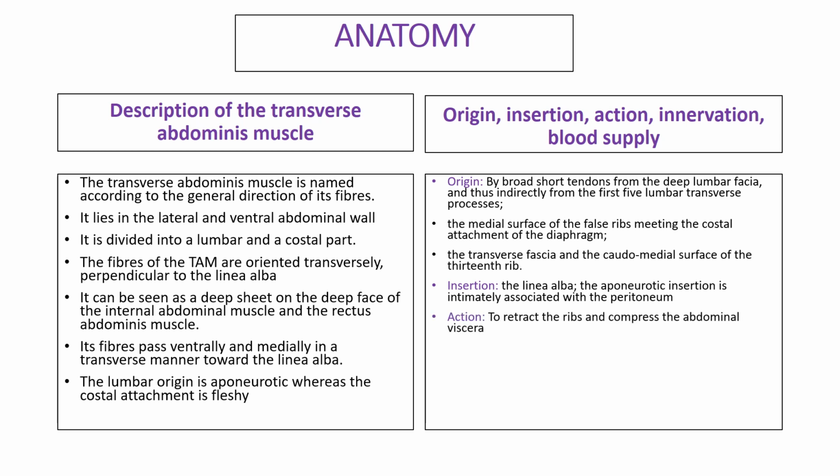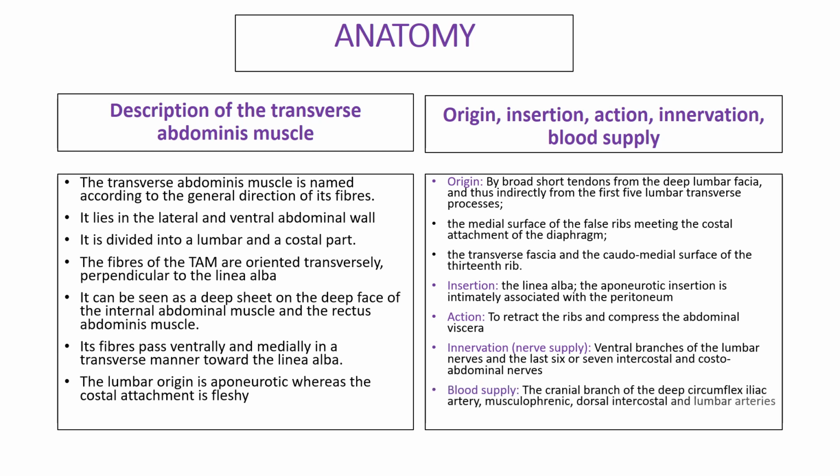The muscle acts to retract the ribs, and also it plays a part in abdominal compression. The nerve supply is from the ventral branches of the lumbar nerves and also the last 6 or 7 intercostal and costal abdominal nerves. The blood supply is from the cranial branch of the deep iliac or deep circumflex iliac artery, and also from the musculophrenic, the dorsal intercostal, as well as the lumbar arteries.